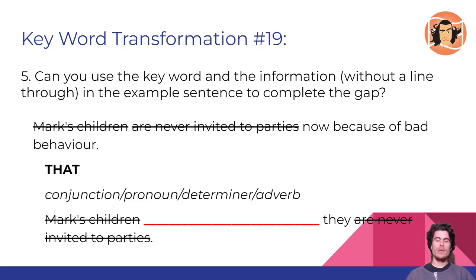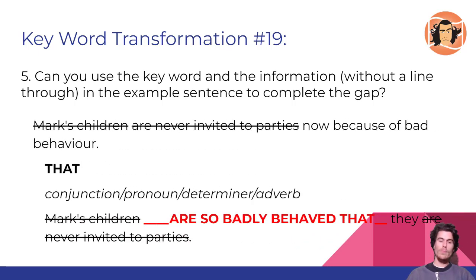In this step, I'd like you to try to now fill in the gap, using the word that and using the information in the example sentence without a line through it. So take a minute to try to do that, and when you've done it, press play. Okay, so these are the words which I wrote in the gap. Are so badly behaved that. Don't worry if you wrote down different words, yours may still be correct. And you can continue using the next steps of my technique with your words, but I'm going to continue using them with the words I have here.